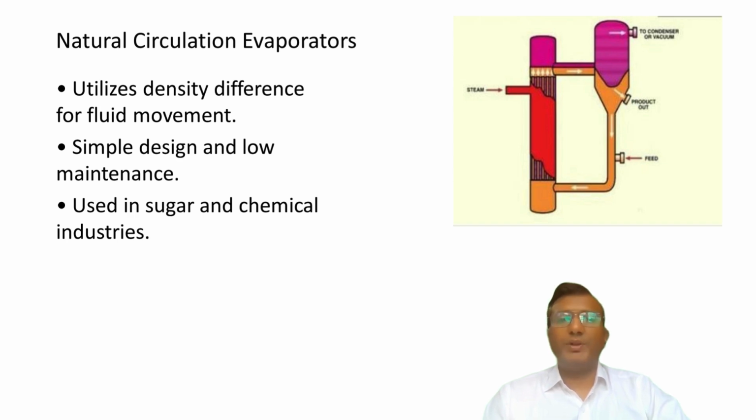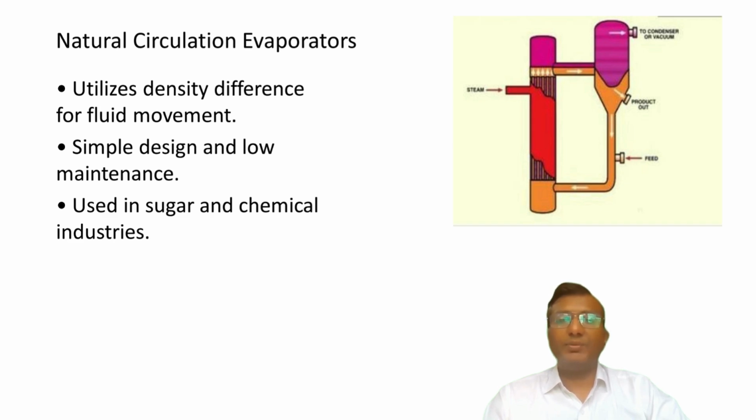Natural circulation evaporators operate using the density difference between the heated and cooler liquids to drive fluid movement, eliminating the need for mechanical pumps. When liquid is heated in tubes, it becomes less dense and rises, while cooler, denser liquid flows downwards, creating a natural circulation loop. This simple design reduces maintenance and operational cost, making it popular in industries like sugar and chemical processing, where large volumes of liquids are concentrated.